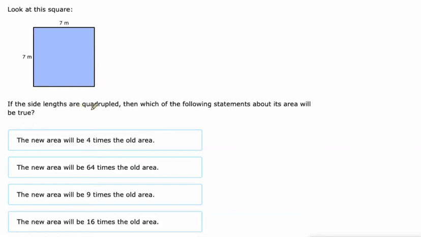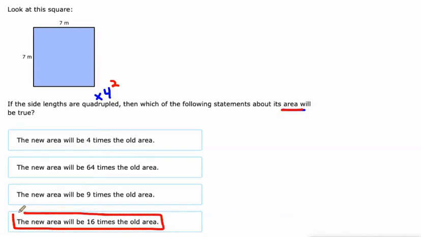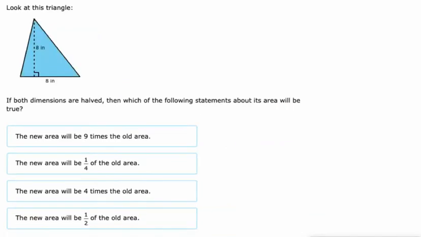Now, though, it says the side lengths, meaning both of them, are quadrupled. What's that going to do to the area? So quadrupled is multiplying by 4, but since it's area, it's actually going to multiply it by, so it'd be like 4 of them side by side and 4 of them on top of each other. That would be 16 times the old area. Okay, because area is a measure of square units, and we're changing both the length and the width. So 4 times the length, 4 times the width, that's 16 times the area.